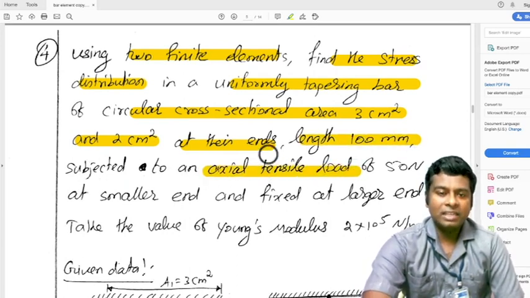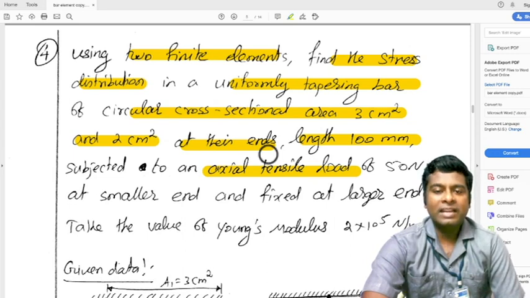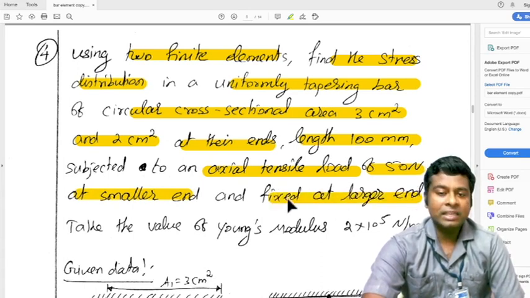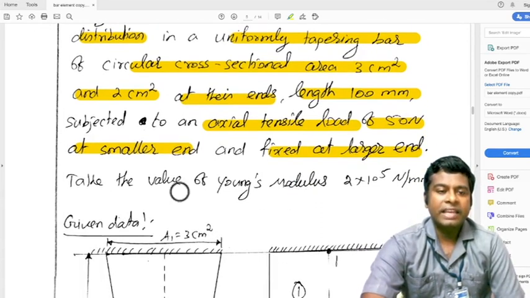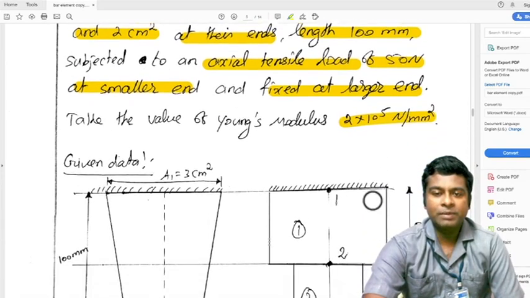The load acts along the axis, then that load is known as axial load. And in a one-dimensional element, when the axial load acts, then that one-dimensional element is known as bar element. So an axial tensile load of 15 Newton at the smaller end, and fixed at the larger end. Take Young's modulus as 2 into 10 raised to 5 Newton per mm square.